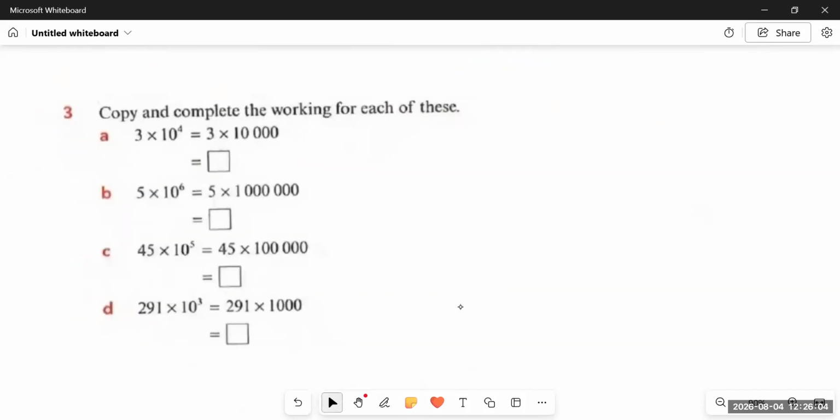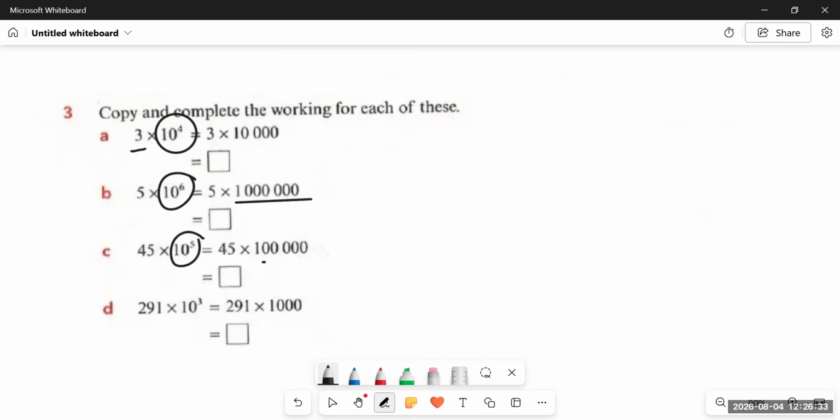Now, in question number 3, we have to copy and complete the workings for each of these. This time we are having 10 power 4, 10 power 6, 10 power 5, 10 power 3, and so on. And there are a few numbers written along with it. So this time, what are we supposed to do? We will write down the number as it is and multiply it with the expanded form of the power of 10. 10 power 4 means 10,000. 10 power 6 means 1 with 6 zeros, 1 million. 10 power 5 means 100,000. 10 power 3 means 1,000.